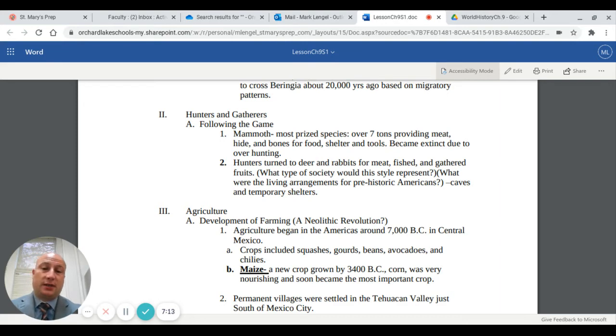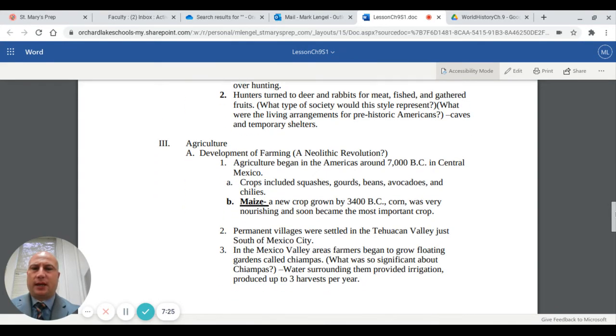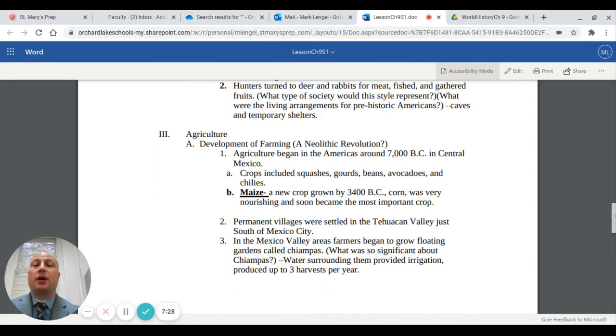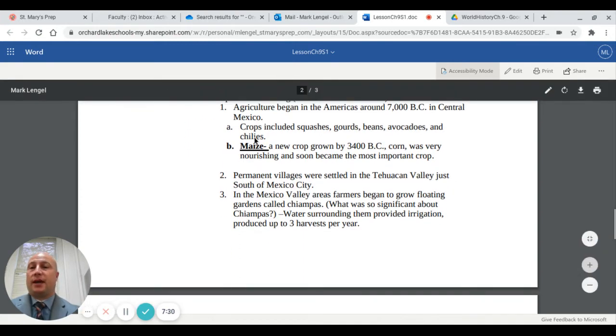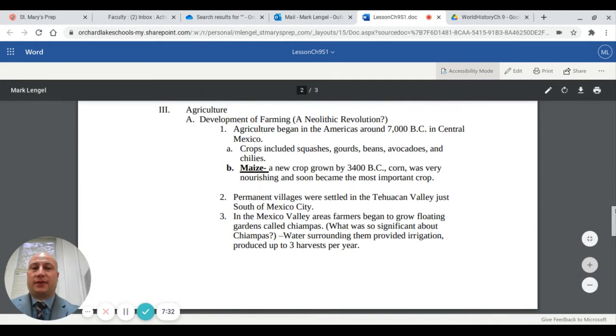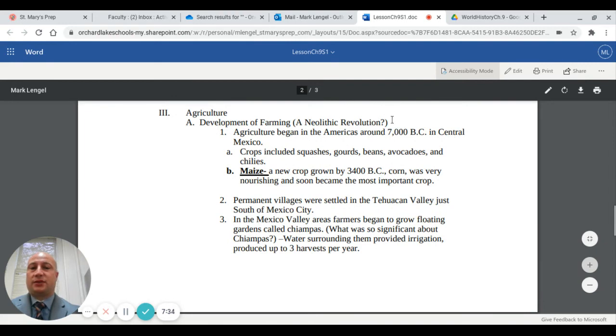Now, once the mammoths became extinct, hunters turned to smaller wild game like deer and rabbits for meat. They would start to fish, and they would also gather fruits, nuts, berries, and so on and so forth. These people would have lived in caves or other temporary shelters until the development of agriculture, of course. Once agriculture is developed, that changes the game. We know that that's known as the Neolithic Revolution. We learned about that back in chapter 1.